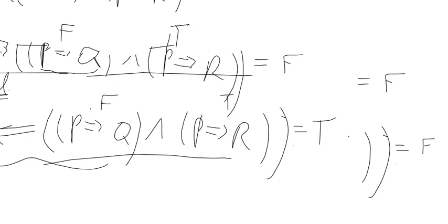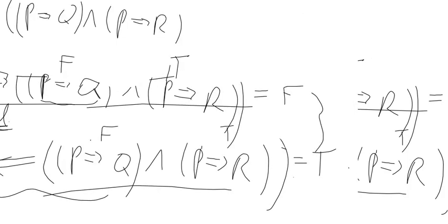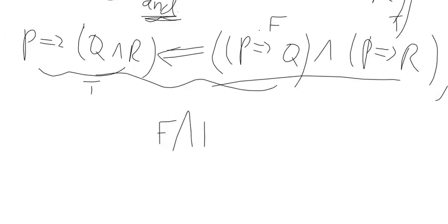And since we have an AND operator for the biconditional, right? That means that we have false and true. What is that? That's false. Okay, so the last four are all falses.